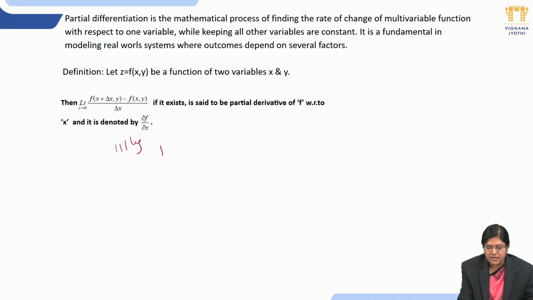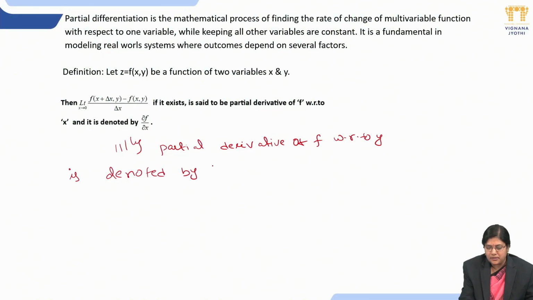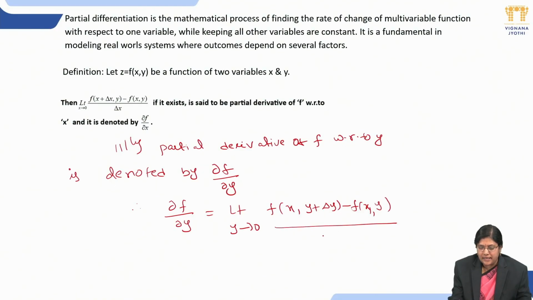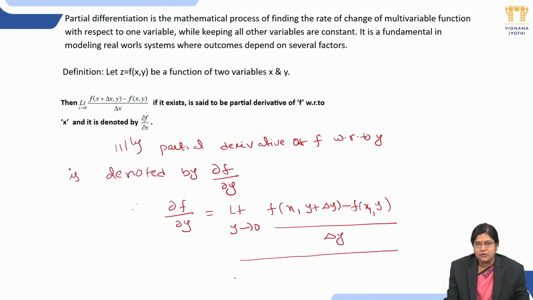Similarly, the partial derivative of f with respect to y is denoted by dou f by dou y. Therefore, dou f by dou y is equal to the limit as delta y tends to 0 of f of x comma y plus delta y minus f of x comma y divided by delta y. If this right hand side limit exists, then it is denoted by dou f by dou y. Dou f by dou y is nothing but the partial derivative of f with respect to y.